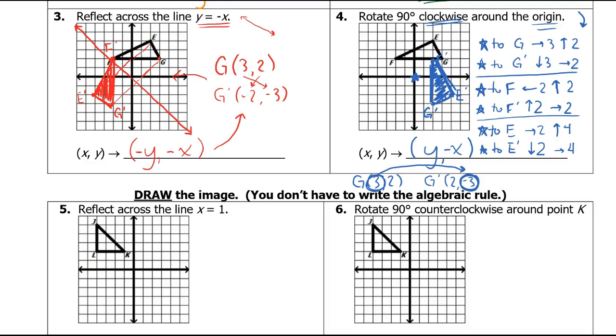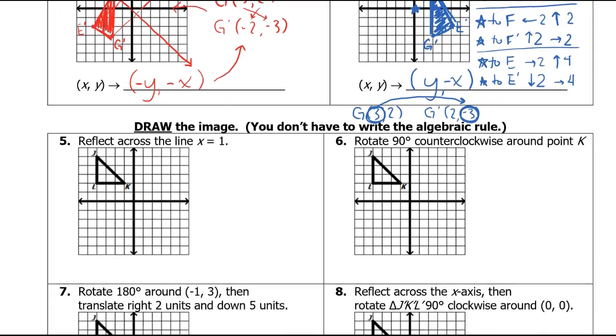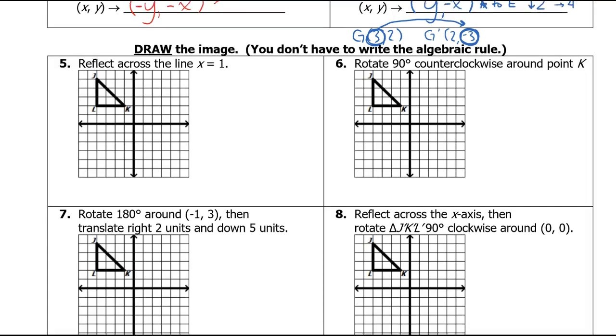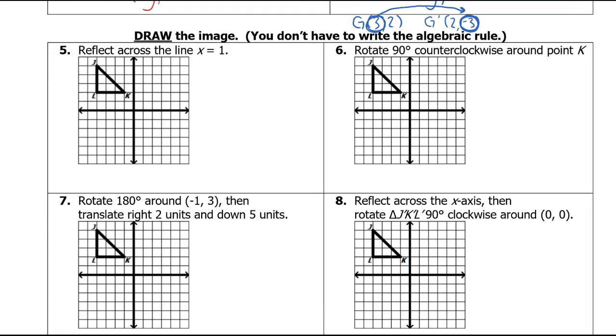Starting at number 5, where we're not going across an axis for a reflection, we're not going around the origin for a rotation, and so on, those can be quite a bit tougher to write rules for, and certainly harder to memorize rules for. So here the graph is really going to help more than a memorized rule could. For number 5, we want to do a reflection across the line x equals 1.